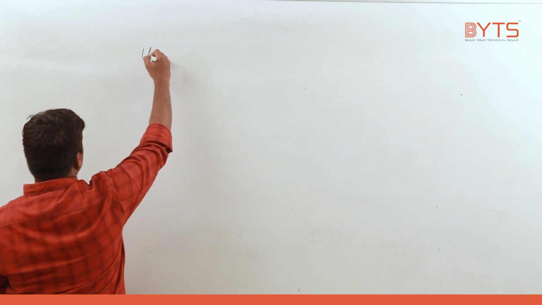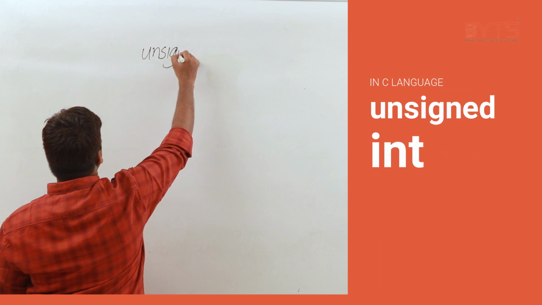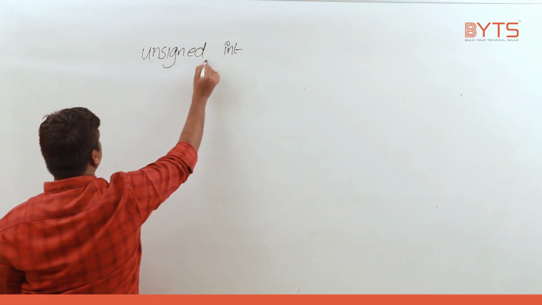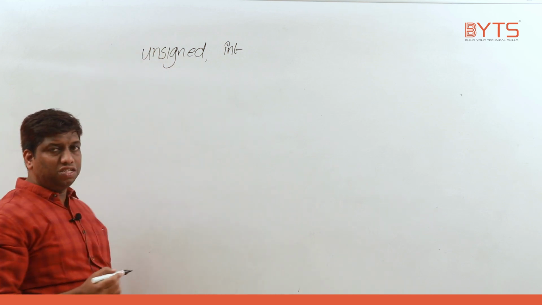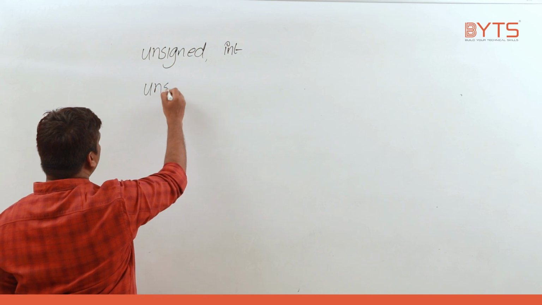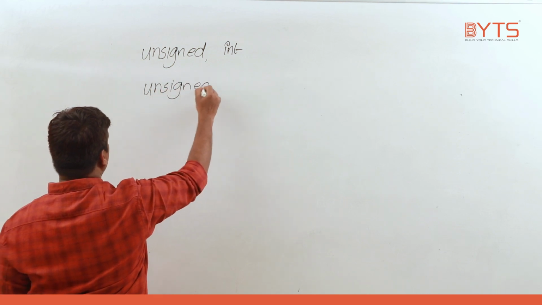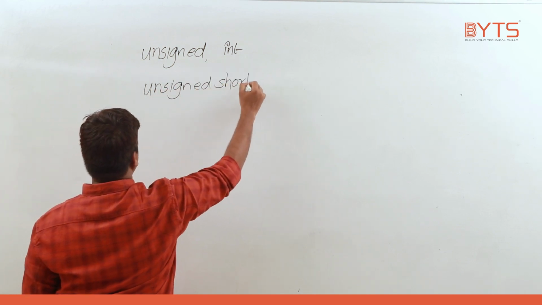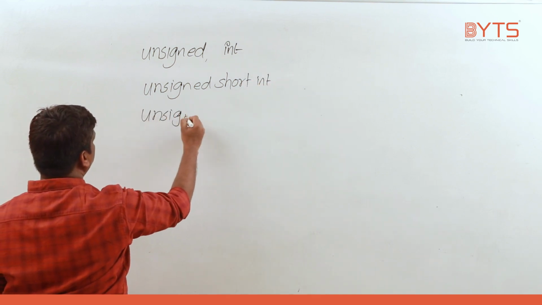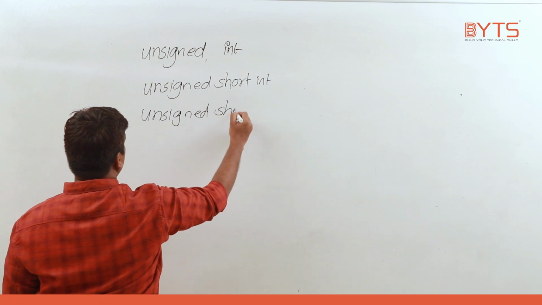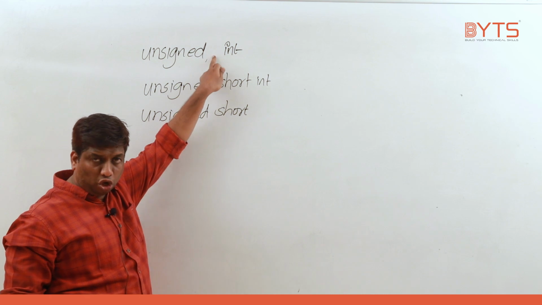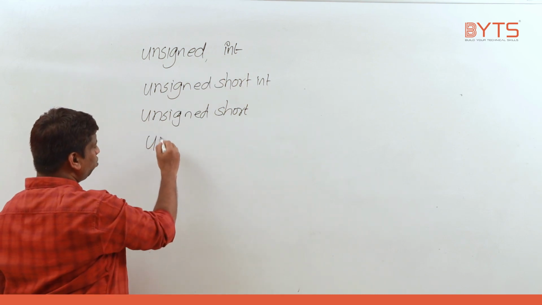So how do I write an unsigned data type? Unsigned int. If you don't write this unsigned, the system will consider it as signed. And if I did not write short or long, when I don't write short or long, the system will consider it as what? Short. Or I can write unsigned short. Here implicitly it is considered as int. Here implicitly it is considered as short. Or simply I can write unsigned.